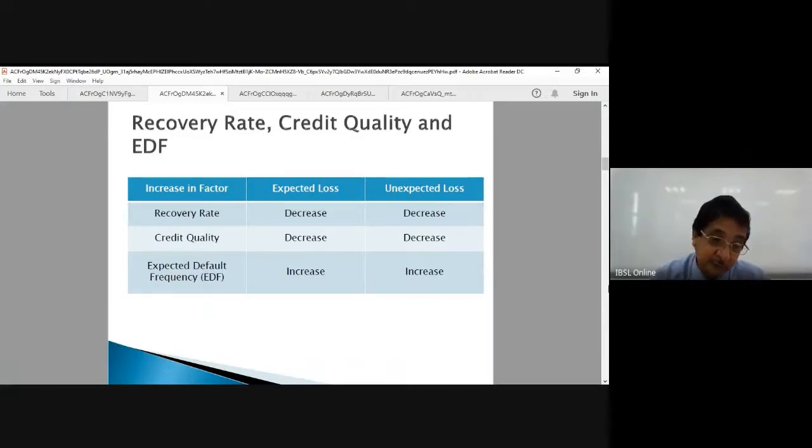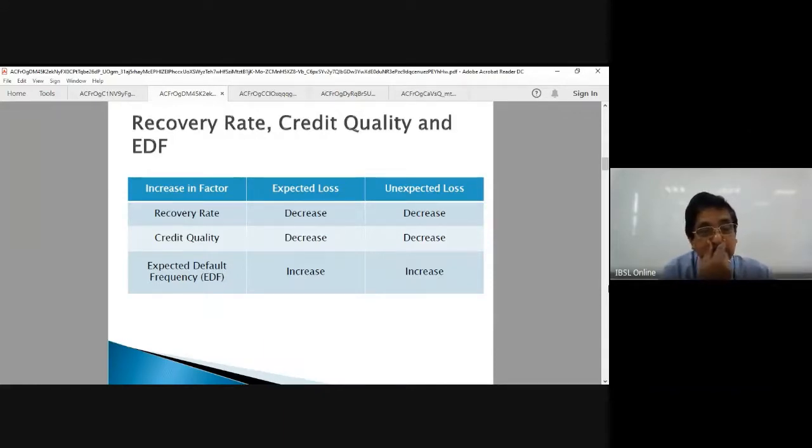Now on the left hand side, you have the increase in factor. The factors considered here are recovery rate, credit quality, and expected default frequency. Expected default frequency is very close to the probability of default. It's an approximation for probability of default. So we can see that probability of default also comes in here in place of expected default frequency. You need to have that idea. But in practical terms, we call it expected default frequency because we are sometimes getting it from the data.